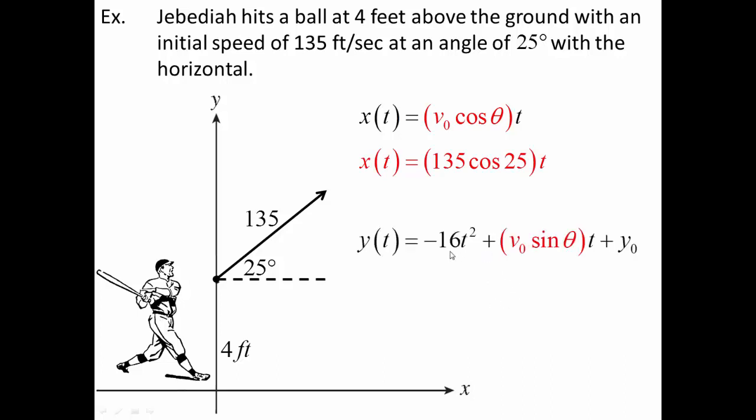Again, acceleration is always negative 32, so you can always go ahead and start with negative 16t squared. Velocity times time, slap a sine in there because it's in the y direction. And then y naught is going to be your initial position in the y direction, which is 4. So these are the two equations I'm going to be using that can map out this particular path. Everything I do is going to be based on these two equations, so we'll want to keep those handy.